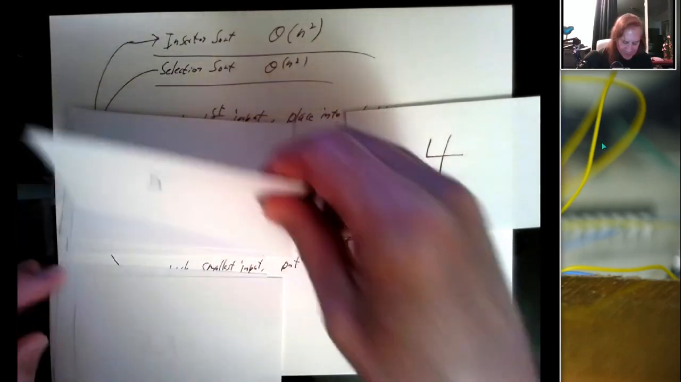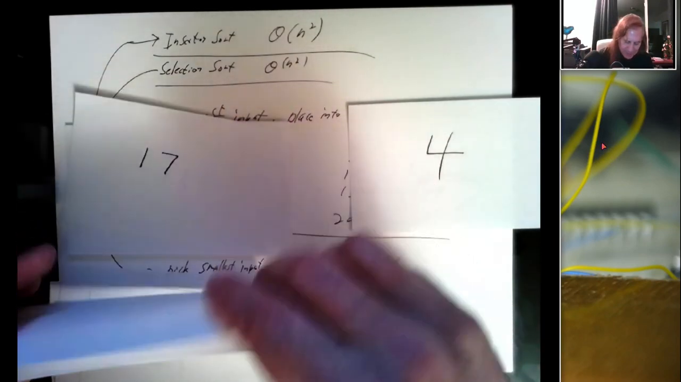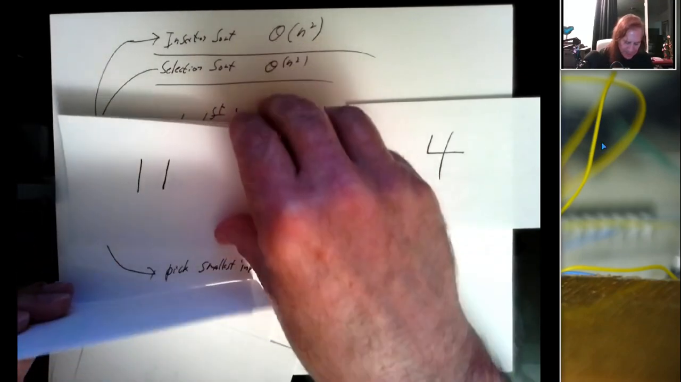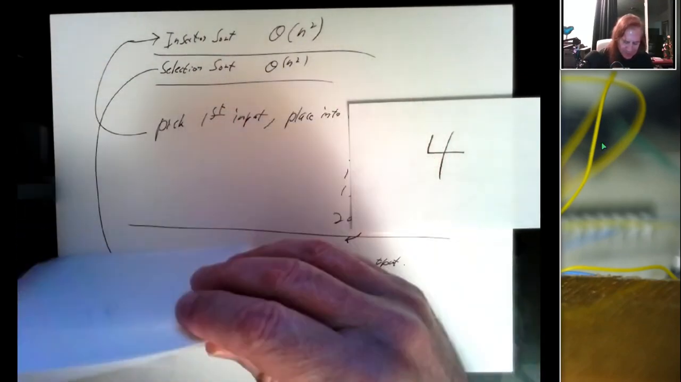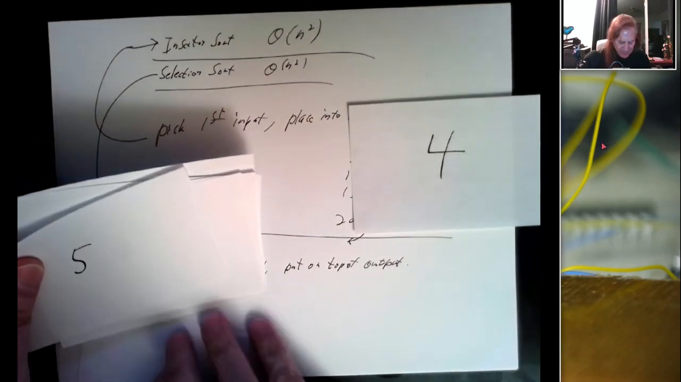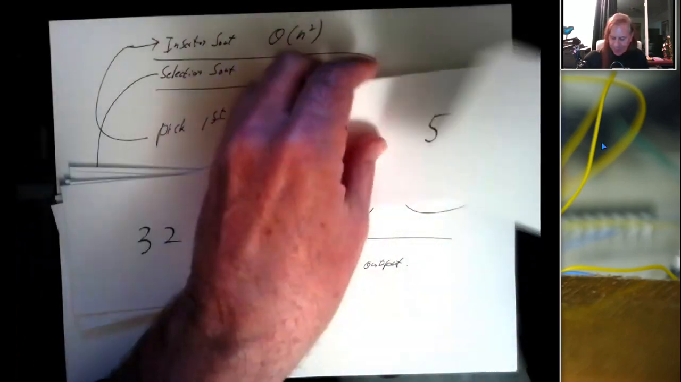51. 5 is even smaller than 10, so we'll remember that. That's bigger. That's bigger. That's bigger. That's bigger. 11 is bigger than 5. 16 is bigger than 5. Okay, 5 was the smallest number. So I'm going to remove that from our input. I'm going to put it on the bottom of our output.